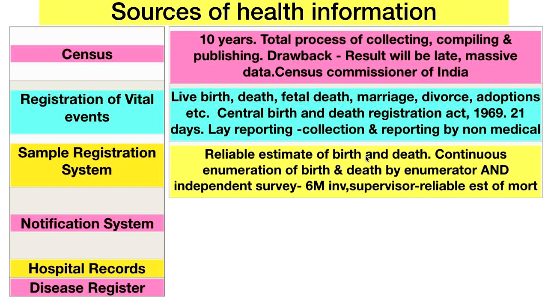It is a double recording system. On one side there will be a continuous enumeration of birth and death by an enumerator, and on the other side there will be an independent survey every 6 months by an investigator and supervisor.